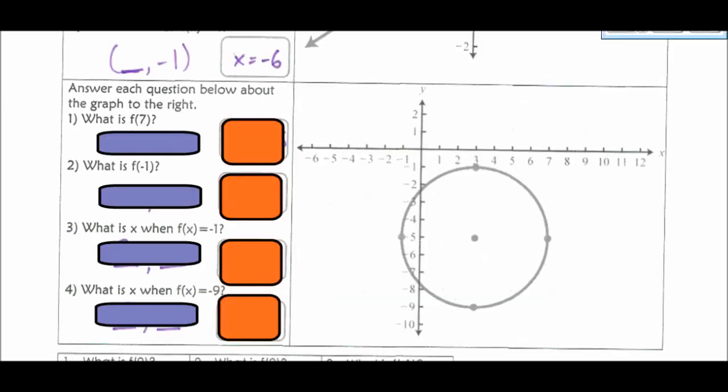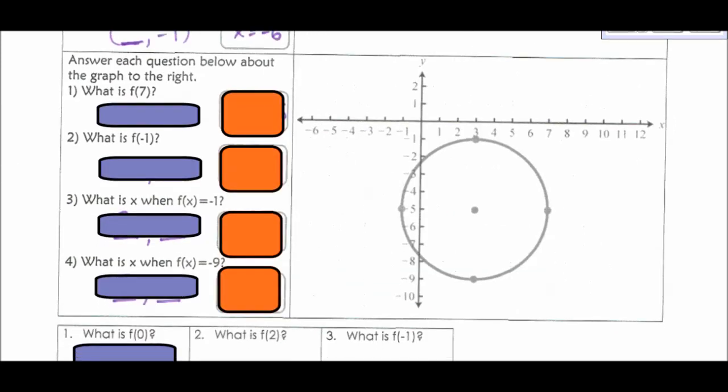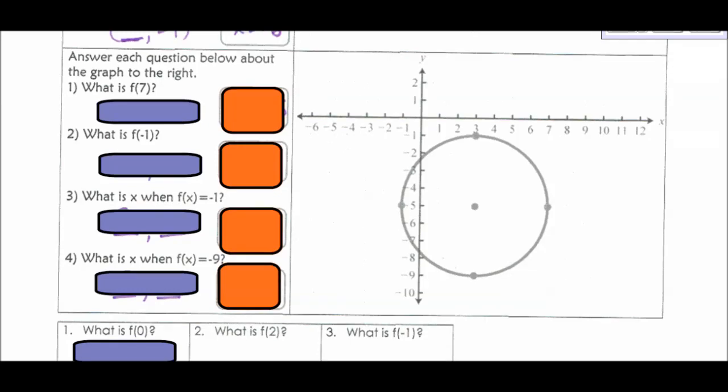Same kind of thing on this one. We just have a little bit more complicated of a graph. They're saying the x value is 7. What's the y value? The x is 7. What is f of 7? What is the y value? So I go over to where x is 7, look down at my circle, and I see that my y value right there is -5.